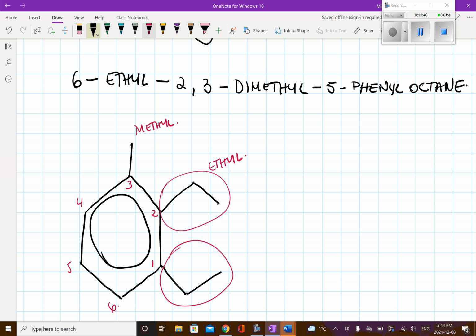So when we name it, then we will have something like 1,2-diethyl, and then dash 3-methyl benzene, since it is the longest chain. Okay, I will draw another one, and then we'll do more examples in class.